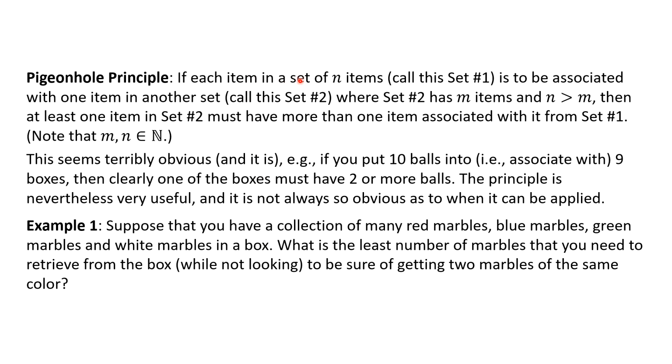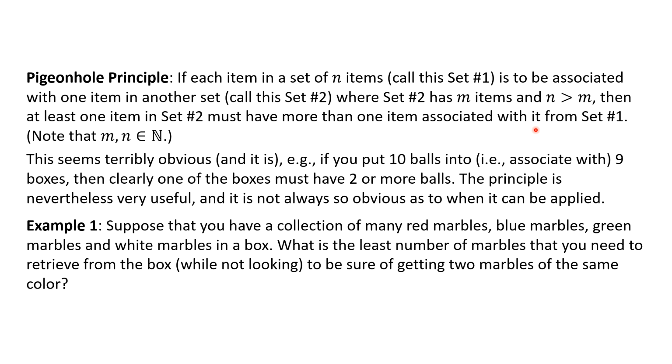If each item in a set of n items, call it set 1, is to be associated with one item in another set, which we'll call set 2, where set 2 has m items and n is greater than m, then at least one item in set 2 must have more than one item associated with it from set 1. So this seems fairly obvious, and it comes from pigeons, so just giving concrete numbers here.